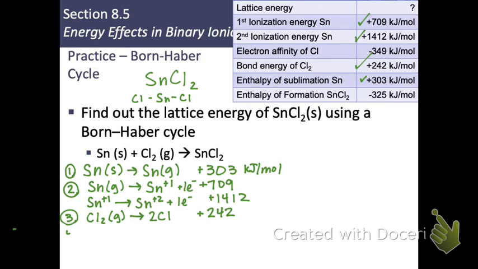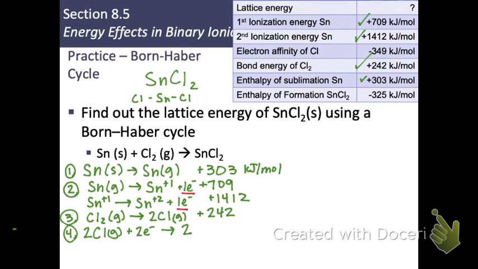Now I'm going to take step 4, which is where we add our electrons. So we start with 2 Cl atoms, which are gas, and we add in 2 electrons, because we've got an electron for each. Will both electrons go on the same chlorine, or will they separate and go one and one? One and one. So we've got 2 chlorine atoms, and each one will get an electron.